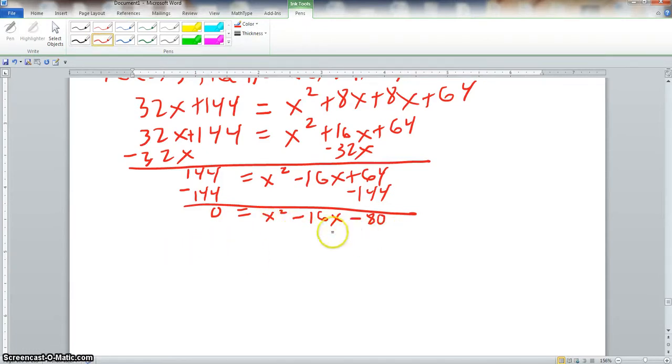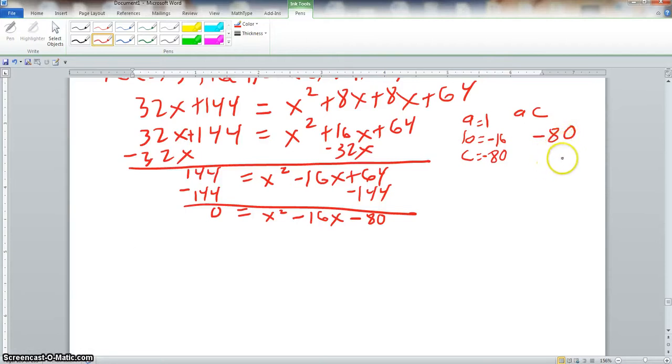Now remember, when we did the factorization, we did a times c. Actually, we list our a, b, and c first. A is 1, b is negative 16, and c is negative 80. For some reason this negative sign doesn't want to stay. So we'll take a times c, which will give us negative 80.